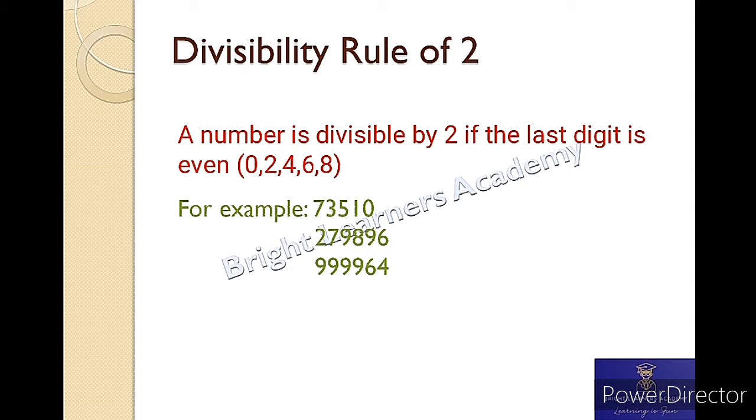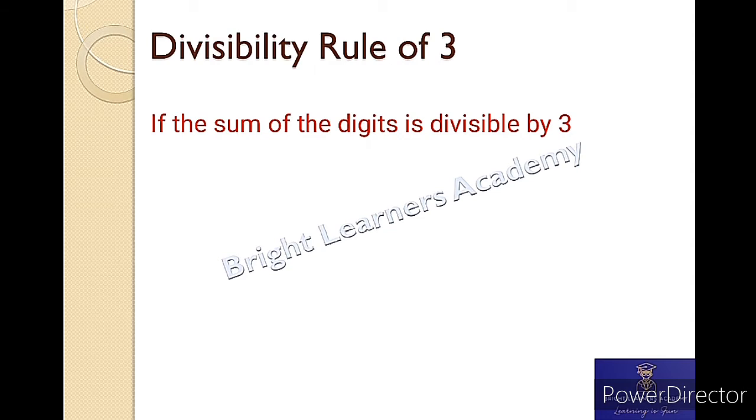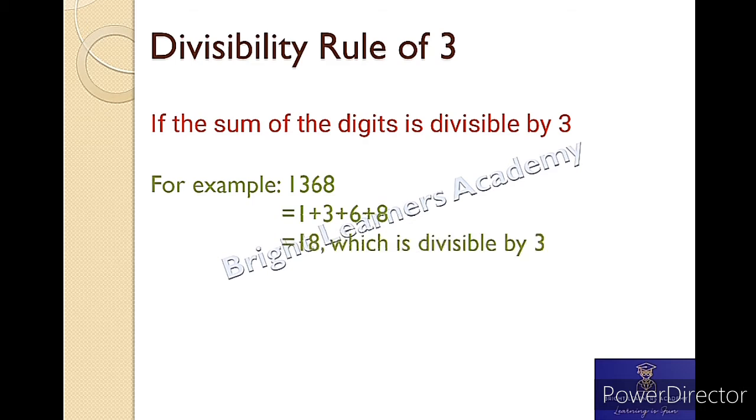Now, let's discuss divisibility rule of 3. The divisibility rule of 3 says that a number is divisible by 3 if the sum of the digits is divisible by 3. Let's see how. For example, 1368. We have to take out the sum of these digits. So it means 1 plus 3 plus 6 plus 8, and this is 18. And 18 is divisible by 3. So it means we can say that 1368 is divisible by 3.